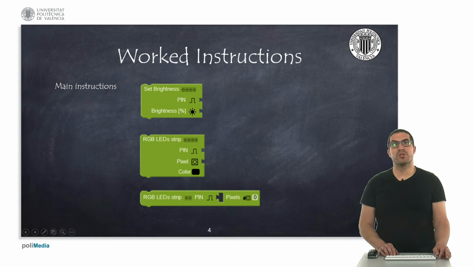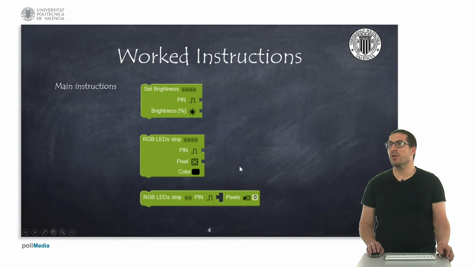So these are the instructions that we will work with in this presentation. The first one is used to control the brightness of all LEDs. The second one will individually set a specific color of the LED that you indicate with the pixel number. So it's the second input here. You specify in this input the pixel number you want to control. The pixels start with 0, which is the first pixel, and then 1, 2, and so on. And here obviously you specify the color and the pin where it's connected.